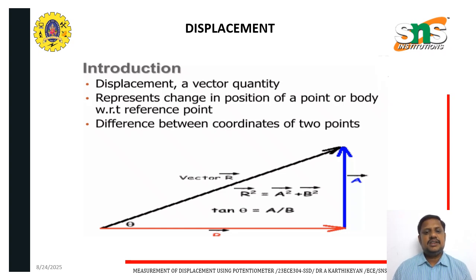First, displacement is a vector quantity. Based on that, we can calculate it with respect to the change in position of a body relative to a particular point. It is the difference between the coordinates of two points, like point A to point B to point C. Suppose we take point A to D, that is another vector, and it will be taken as another displacement.